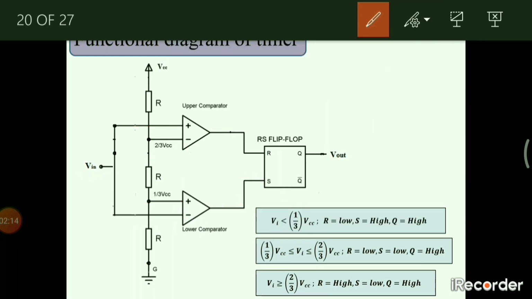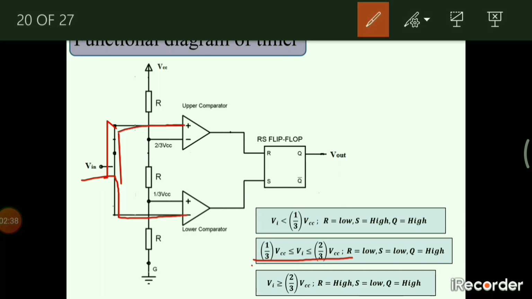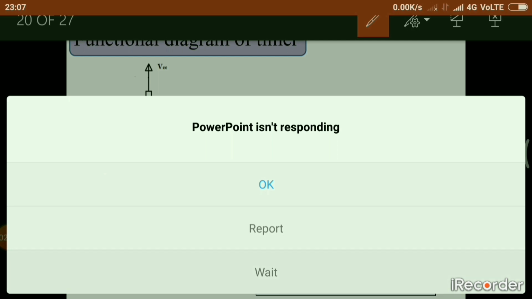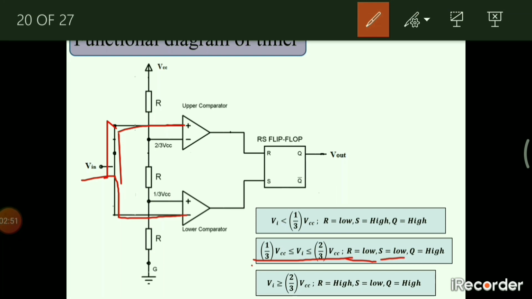Now for the second case. In the second case, the value of VI is between 1 by 3 VCC to 2 by 3 VCC. So this input is given to the negative terminal and positive terminal of the comparator. So at this condition, we'll get R is low, S is low and Q is high.